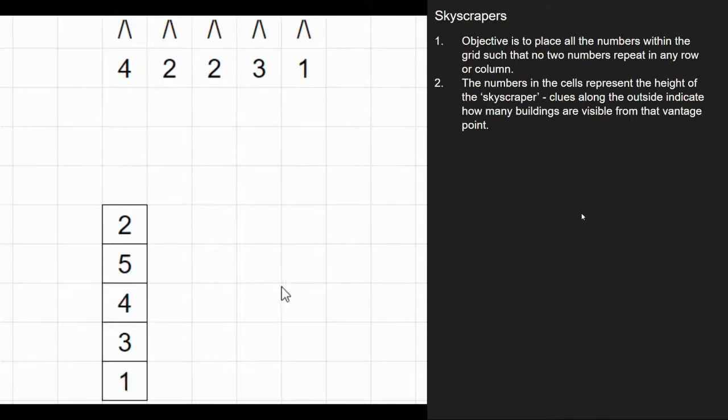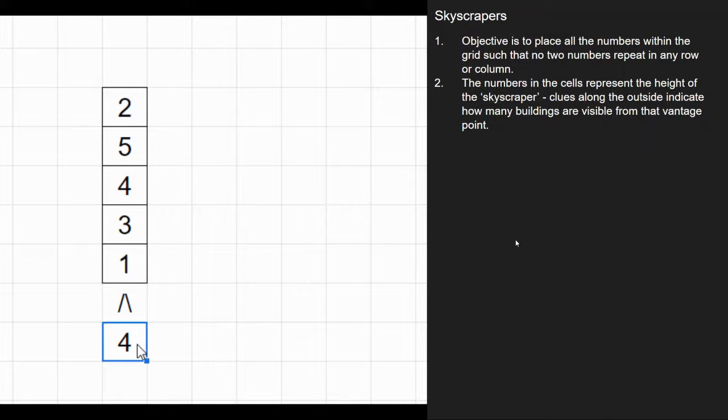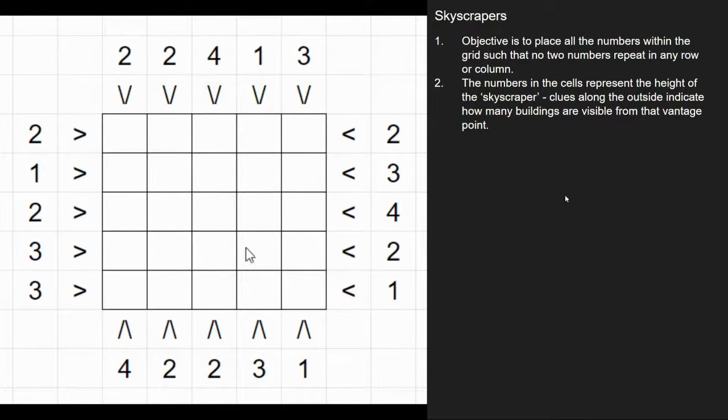So as an example, if you had a person here on the south looking north, you would only see these 4 buildings because this 2-story building would be hidden by the taller buildings in front of it. So hopefully that makes sense. That's the gist of the game. What I'm going to do is try to solve this puzzle using some common tips and tricks and share those with you. So hopefully it'll be easier for you to solve your own in the future.